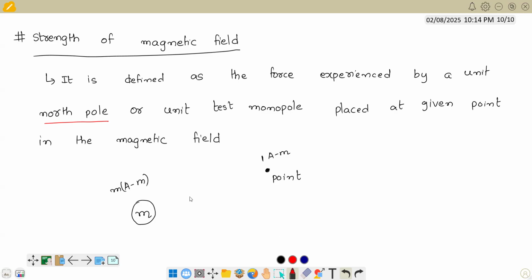Whatever force this test pole would experience, right now if nothing is given, this is positive and this is positive, so positive and positive will repel. Whatever force it experiences, that basically is the strength of the magnetic field due to M at that location. We can say it is the strength of the magnetic field due to M at the location of the point.